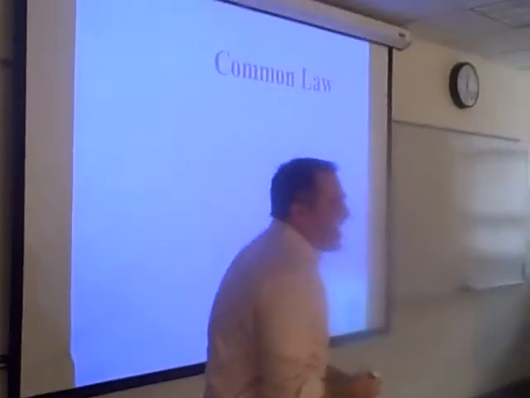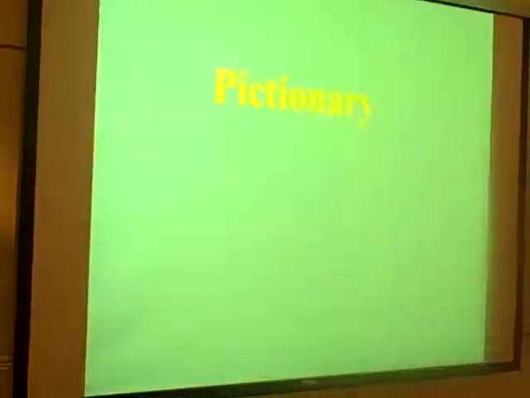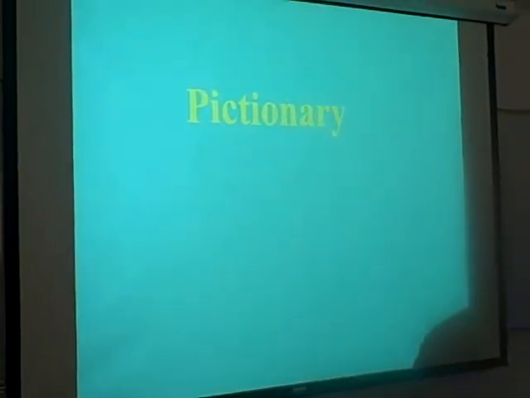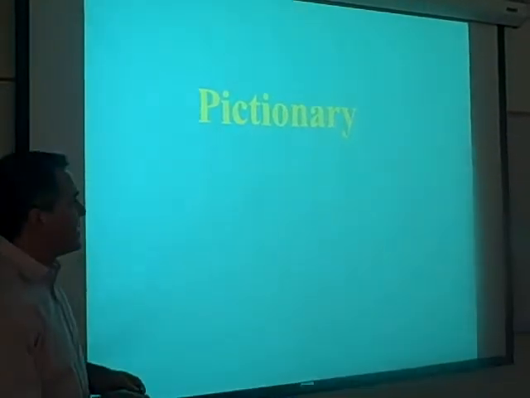Pick me a category. We're going to go with articles for 4 points. Articles for 4. We have our first Pictionary. Will you turn on the light over there? Turn it on. And the other switch too. Yeah, that switch. Thank you.